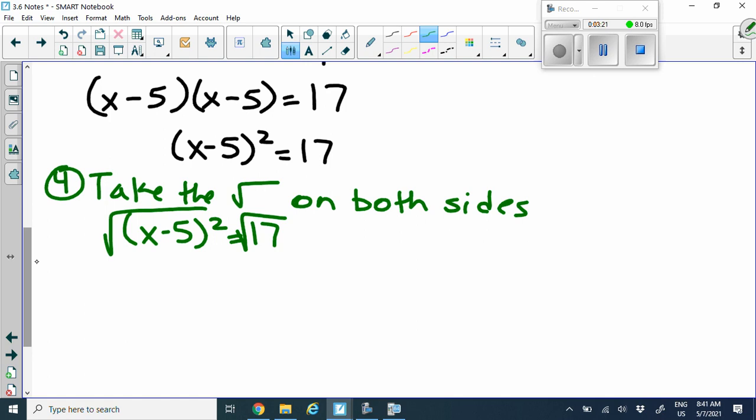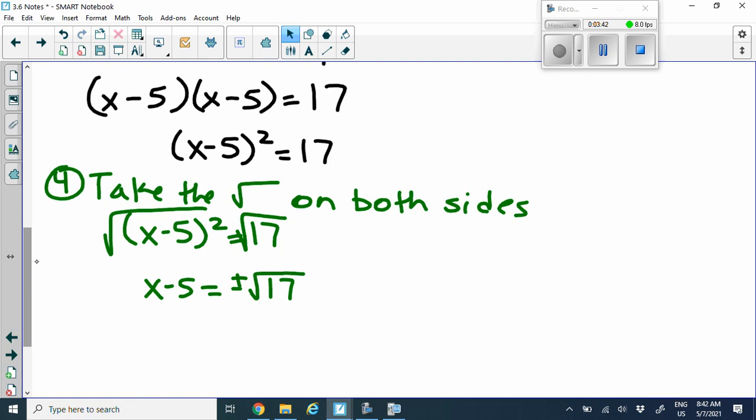Now, with the 17, is that a perfect square? No. Is there a perfect square that can go into it evenly? Not necessarily. 1 can, but that's not going to help us simplify. 4 can't go into it, 9 can't go into it, and 16 can't go into it. So we leave it as is. So I have x minus 5 equals, don't forget your plus minus sign, square root of 17.